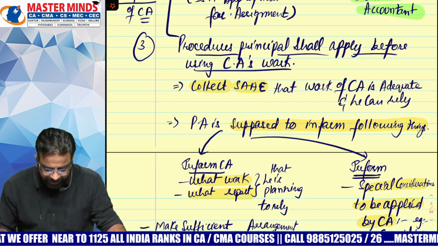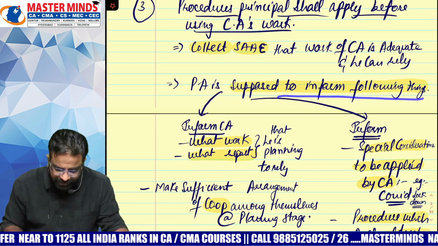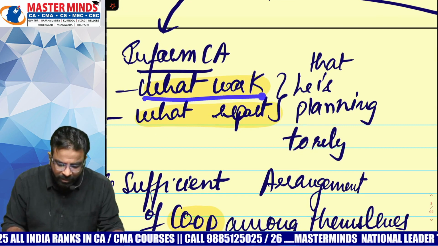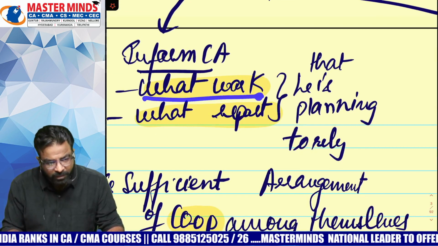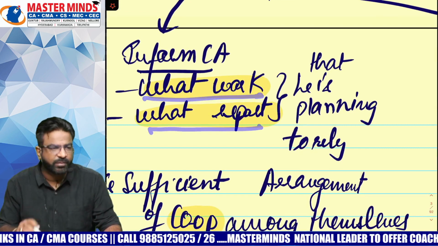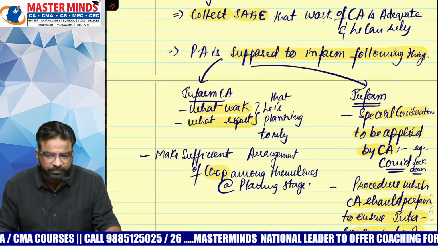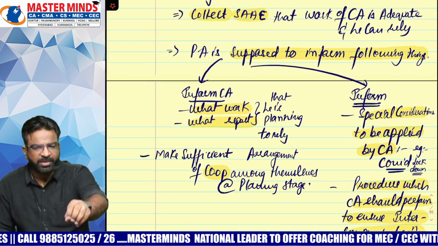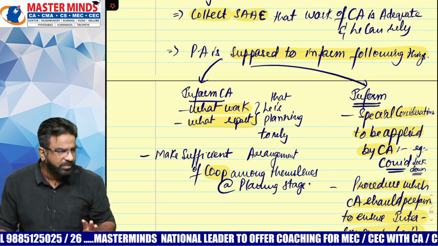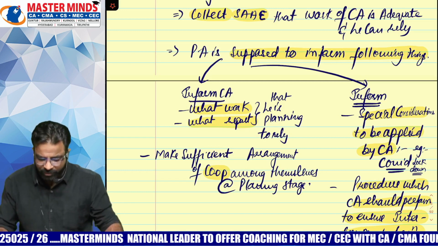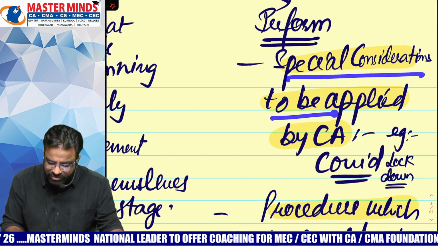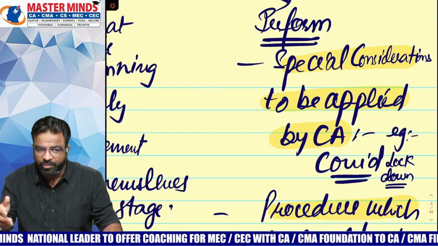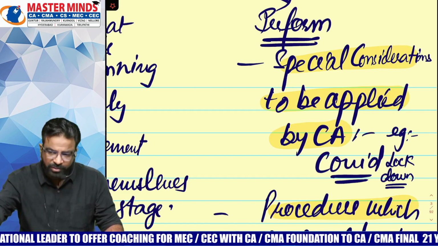Component auditor. Second thing, PA is supposed to inform following things. What are the things I'm going to inform to the component auditor? Point number one, what work I want from you and what kind of report I want from you. Who is telling this to whom? Principal auditor is simply telling two things to the which auditor? Component auditor. This is the work I'm looking to use from you and this is the report I'm looking to use from you. Inform special considerations to be applied by what? CA. If you have some special instructions to be given to the which auditor? Component auditor, you can tell him your APs.